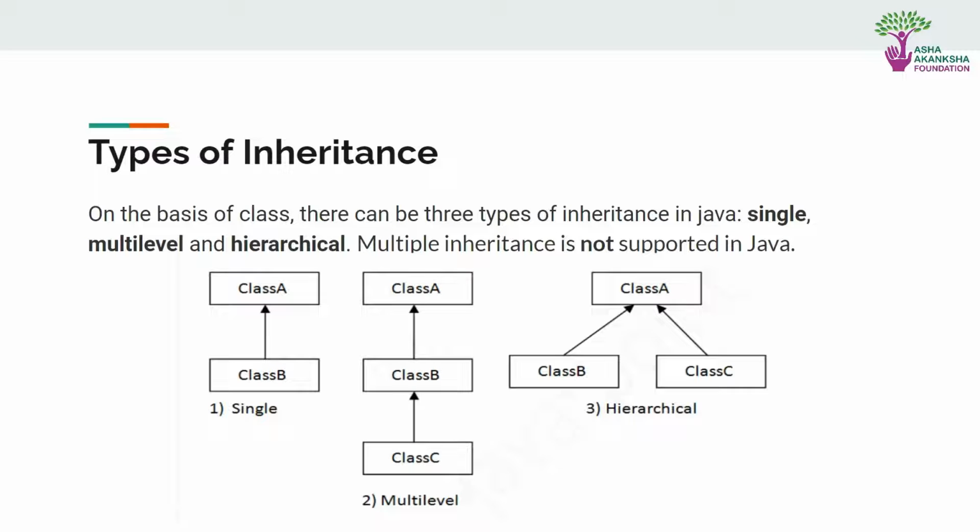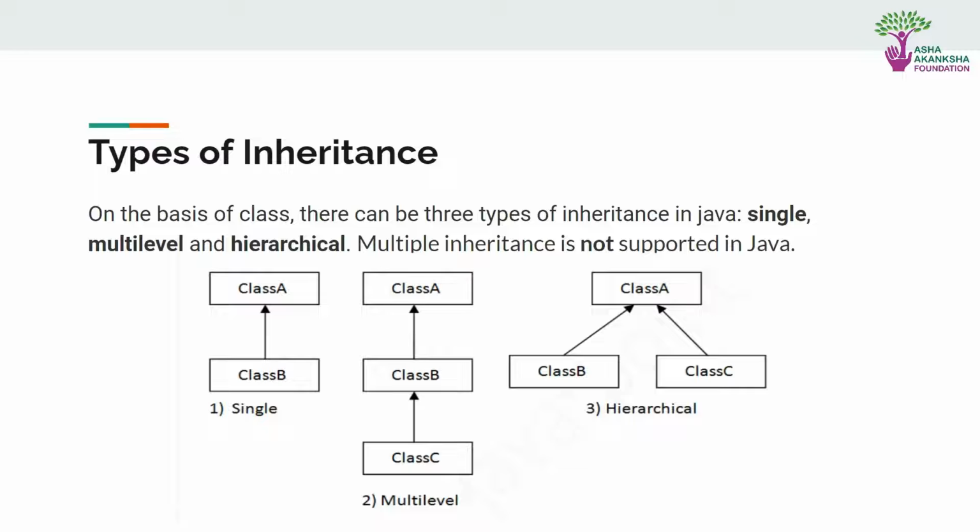So there are multiple types of inheritance. On the basis of class, there can be three types of inheritance. Single, in which one class directly inherits from another class. Then there is multi-level, in which one class is inheriting from a class, which in itself is inheriting from another class. Then comes hierarchical, in which multiple classes inherit from a single class.